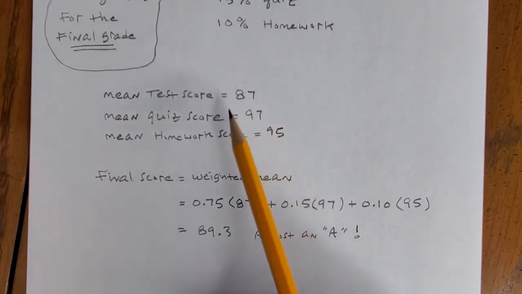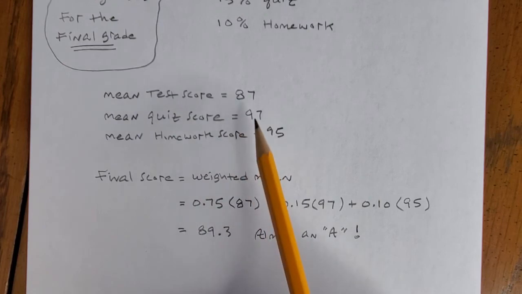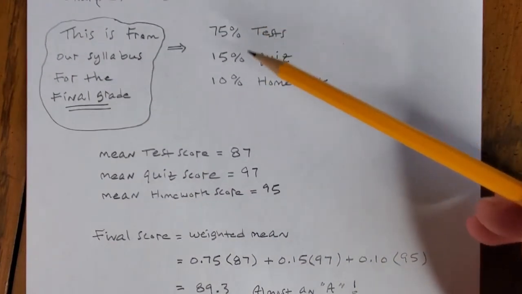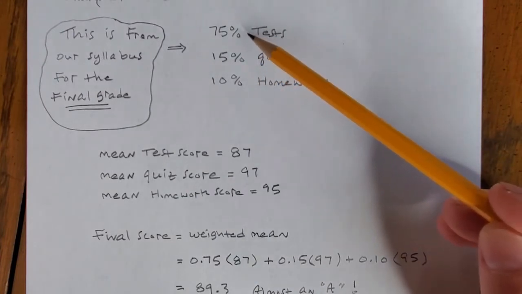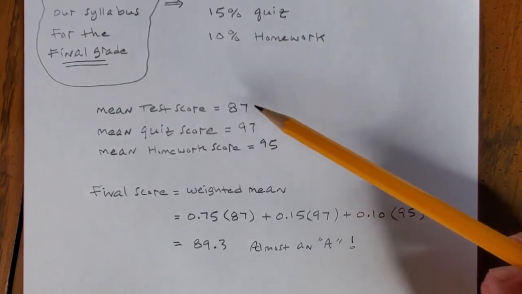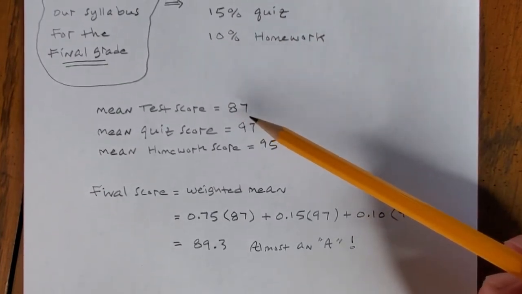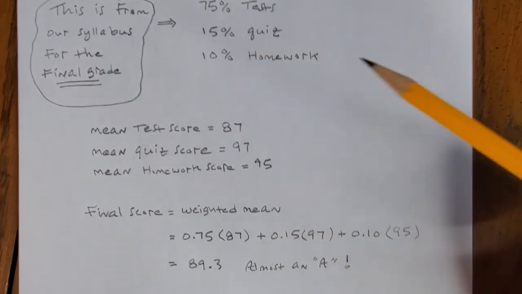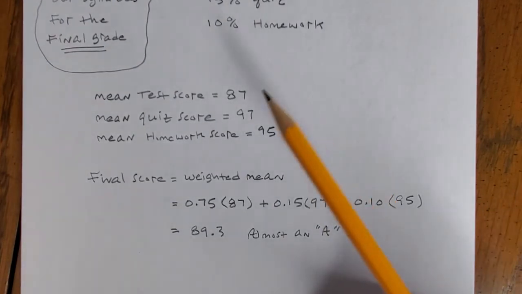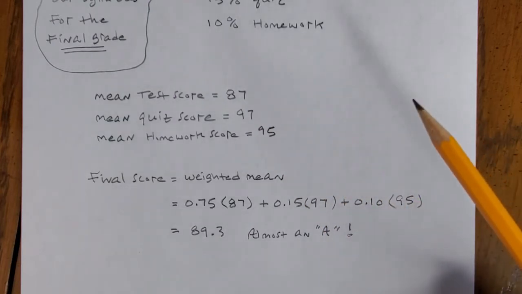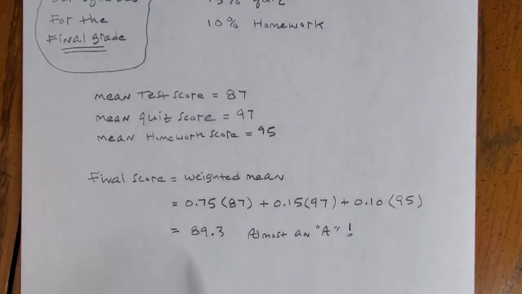You might think, oh, you're going to get an A with a mean quiz score of 97 and a mean homework score of 95. Well, that's where the weights come in. If tests are 75%, your test average has by far the most influence on the grade, way more than quizzes or homework at 15 and 10%. So even with these very high mean quiz and homework scores, the test score with the majority weight in the class has the most influence on the grade and keeps you just below an A.